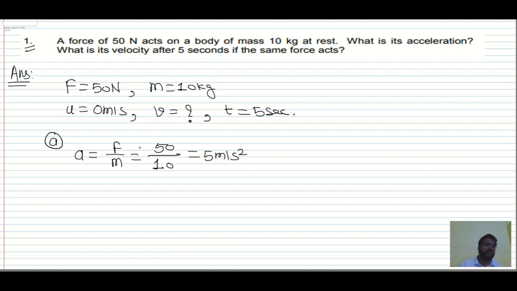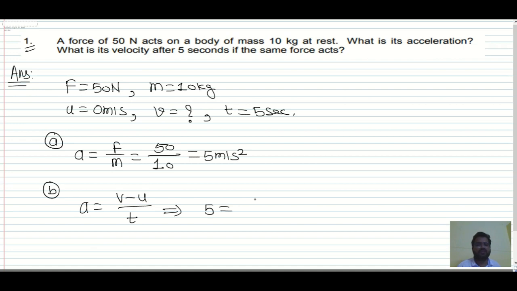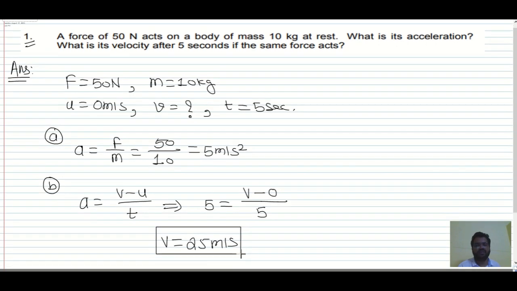Now once we got the acceleration, you can calculate the velocity at time t equal to 5 seconds by using which formula? Acceleration is equal to v minus u divided by t. So from this, what is acceleration? 5, v we want, minus u, initial velocity 0, divided by time, which is given, and that is 5 seconds. So the velocity at 5 seconds will be 25 meter per second. So I hope this is clear. So this is the first question which we have.